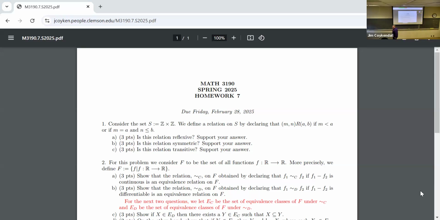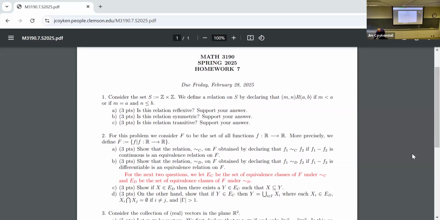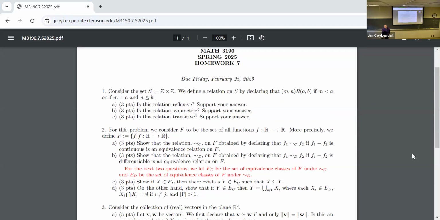For the second problem, we're going to consider the set of all functions from R to R. All functions. This is a humongous collection of things. They don't have to be continuous. They can be any mess that you want. Show that the relation, which I'll call twiddle C, on F, declaring that two functions are related if their difference is continuous, is an equivalence relation.